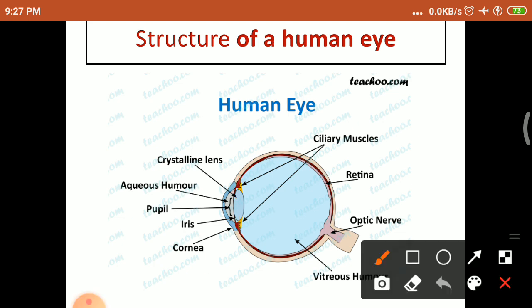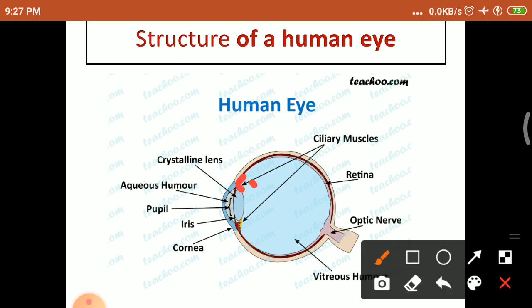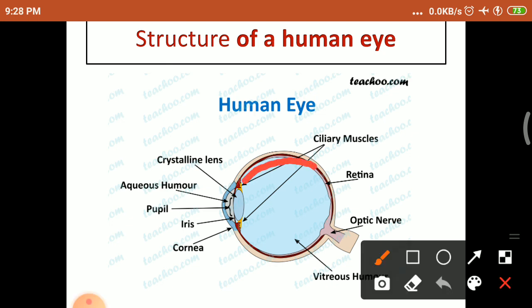Then the crystalline lens. This is the crystalline lens. Here the crystalline lens is held by the ciliary muscles. So these are the ciliary muscles. These ciliary muscles are connected end to end. They must be attached to the eye lens. At the back, this is the retina. Here the retina and optic nerve are connected to each other. This point is called the blind spot.